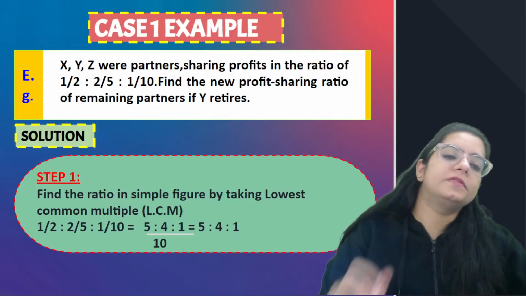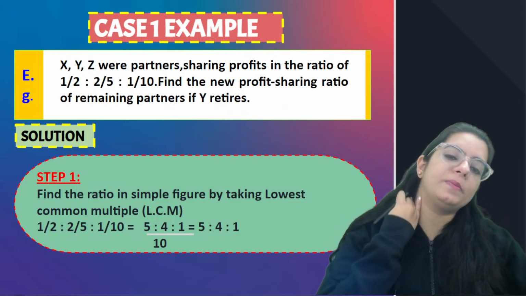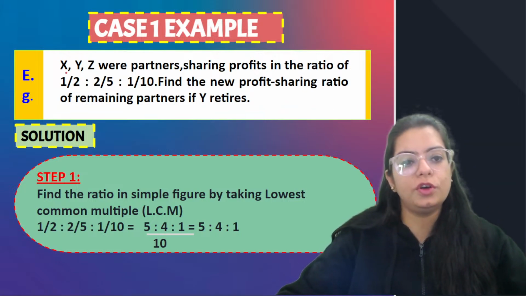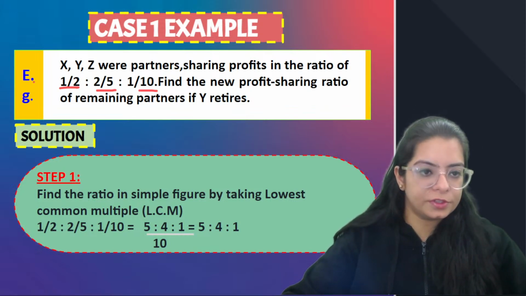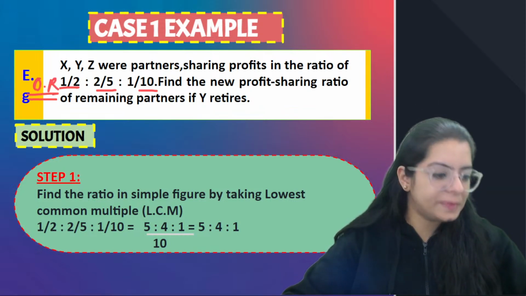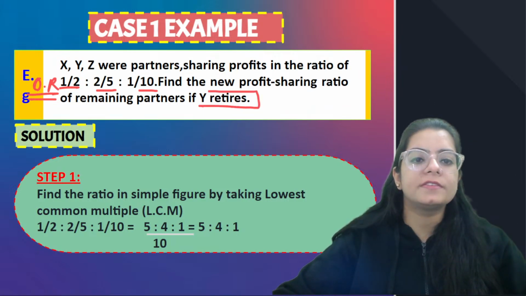So next is another example: X, Y, Z are partners sharing profits and losses in the ratio 1/2, 2/5, 1/10. So this is also the old ratio given to you. Apart from that, nothing is specified. Just Y retires, this is specified.